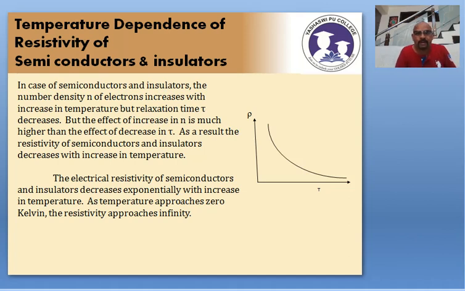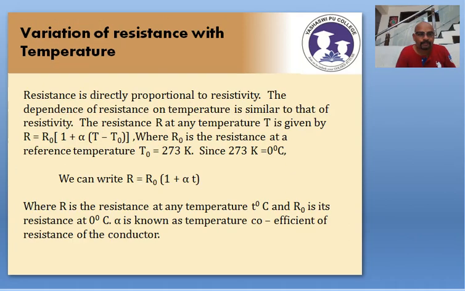Now coming to the variation of resistance with temperature. See, resistance is directly proportional to resistivity. So if the resistivity of a conductor increases with the temperature, the resistance of the conductor also increases with the temperature. So simple. Therefore, look at this equation: R is equal to R naught into 1 plus alpha (T minus T naught). Here R represents the resistance when the temperature is T.